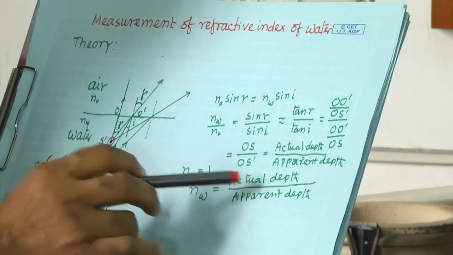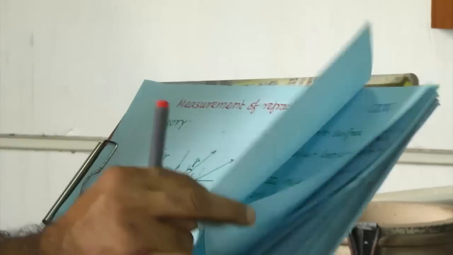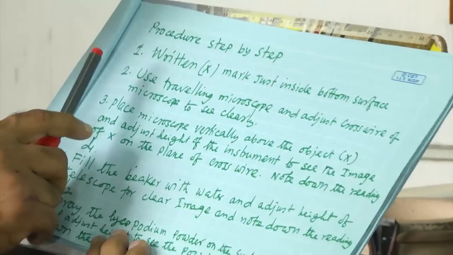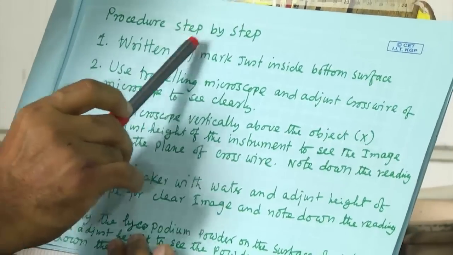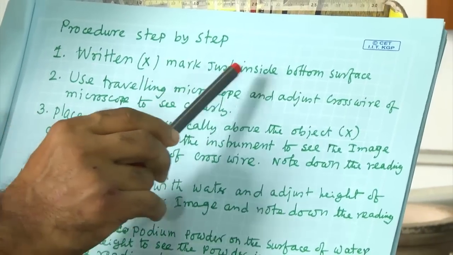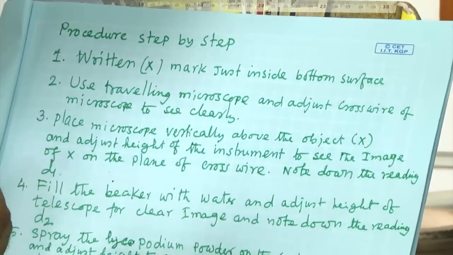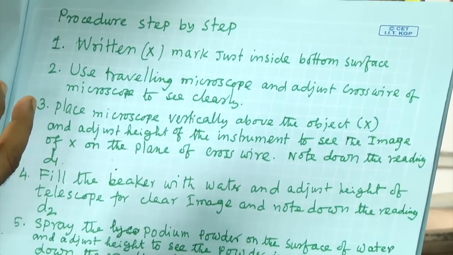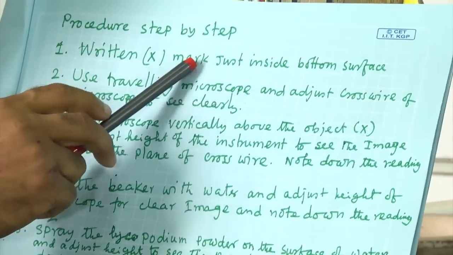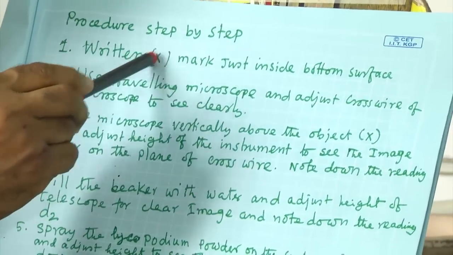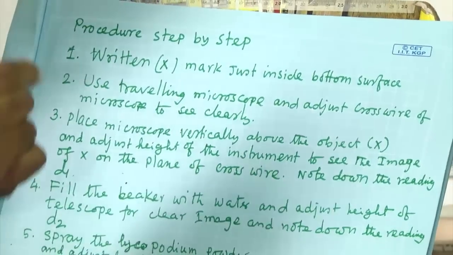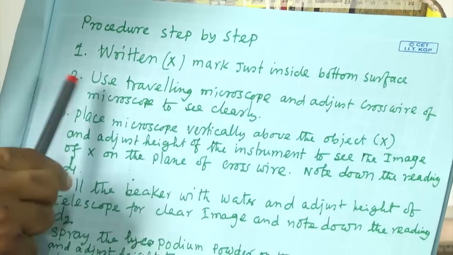For measuring this, we will follow the following steps. Procedure step by step: basically, draw an X mark just inside the bottom surface of a beaker. So we will take a beaker, and at the inside bottom surface of the beaker we will write some mark, say X or plus or something, or a circular ink drop.